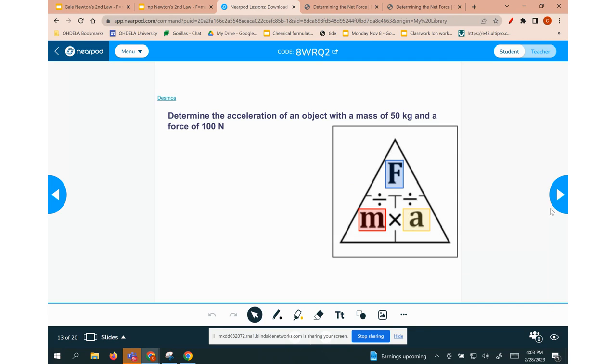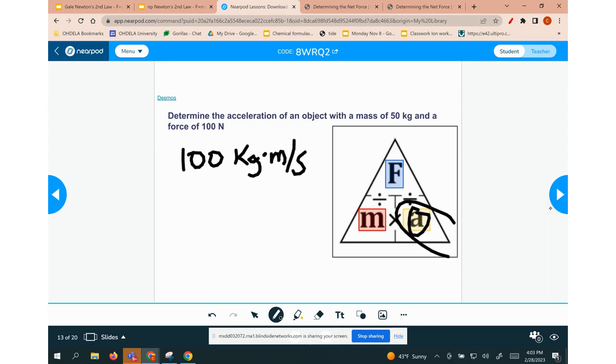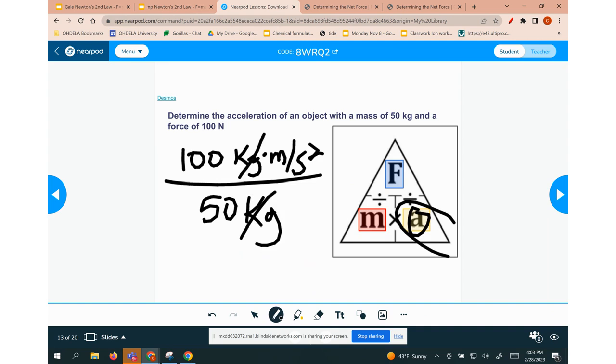All right, determine the acceleration now. Okay, so we're going to do the acceleration of this one. So again, we're going to cover this up with our finger. Force divided by mass. So 100 newtons, which is the same as kilogram meters per second squared, divided by 50 kilograms. So the kilograms cancel each other out. This is 2 meters per second squared.